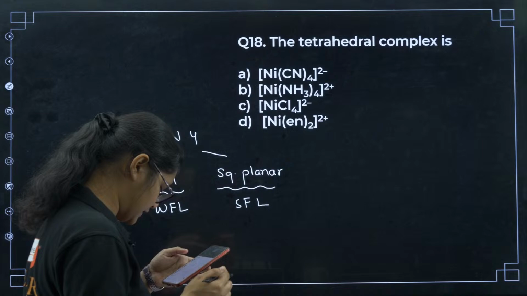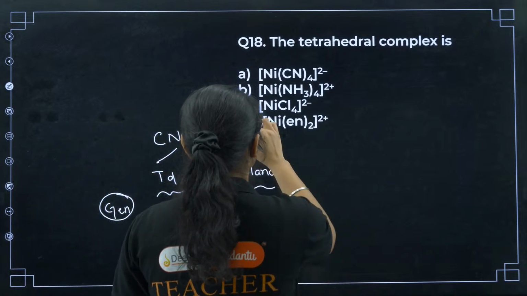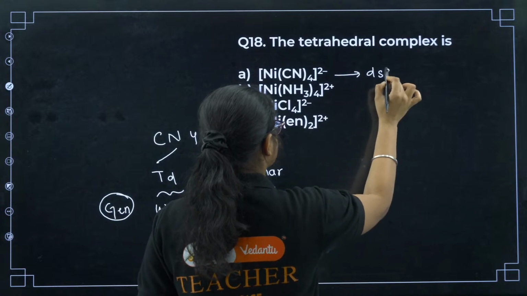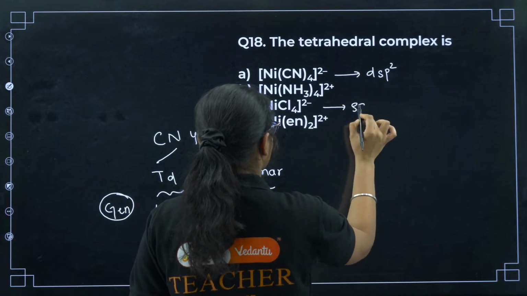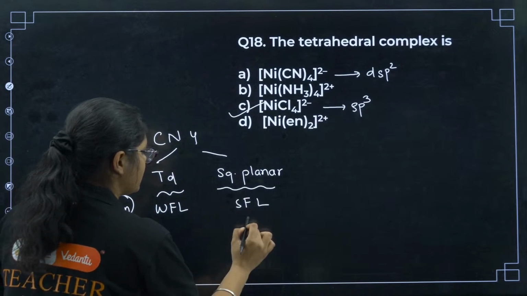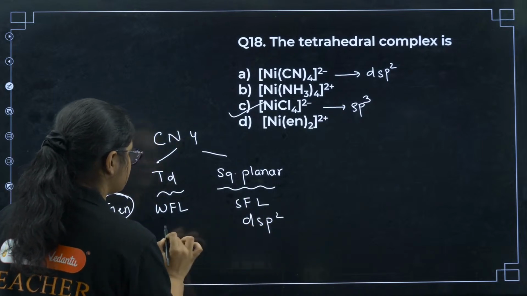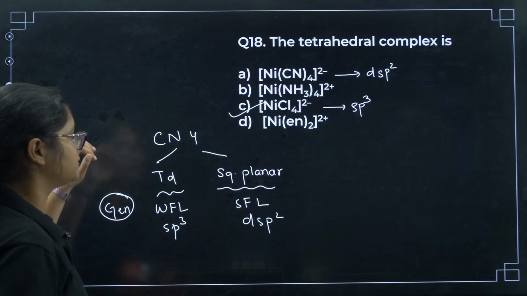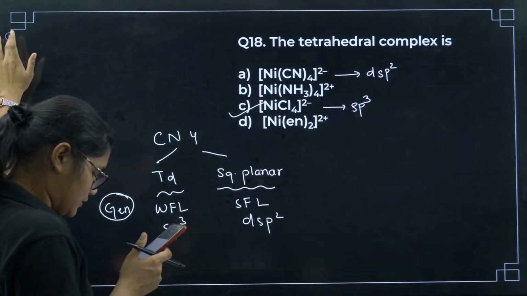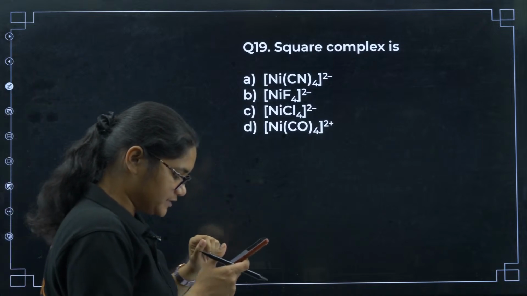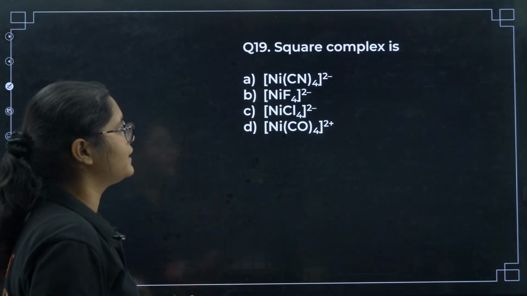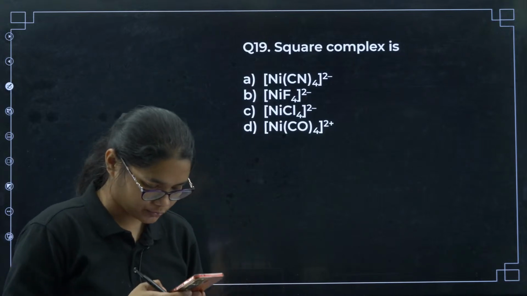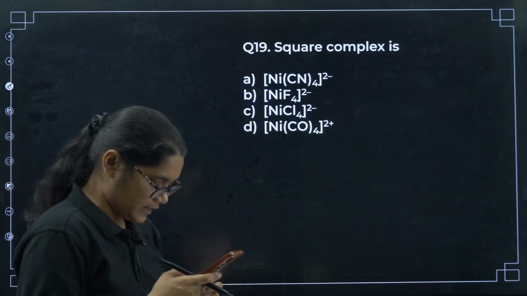Yes, Nitin is correct here. 18 C is the correct answer. Square planar has dsp2 hybridization and tetrahedral has sp3 hybridization. Option C here. Next, question number 19, square planar complexes. Just now I discussed which one will be a square planar complex. Quickly we can answer.